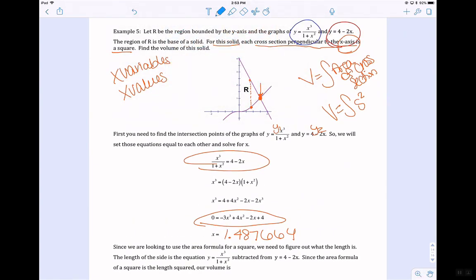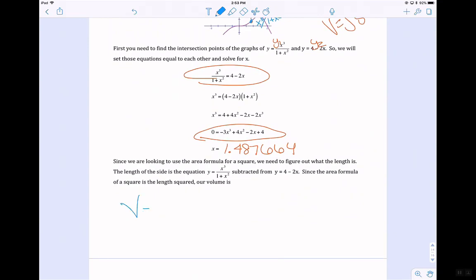So let's be clear. My line, which is my y2, is 4 minus 2x above, and then my cubic over 1 plus x squared is in the bottom. The distance between this top equation and this bottom equation is found by subtracting them from each other. So that means my volume is equal to the antiderivative from 0 to 1.487664. Again, use as many decimal places as you can. Do not round until you get to your final answer. Do not round in between.